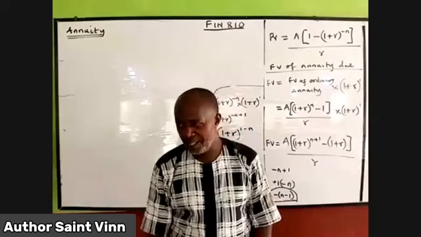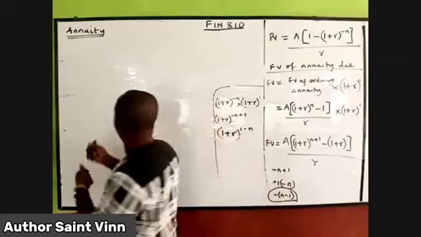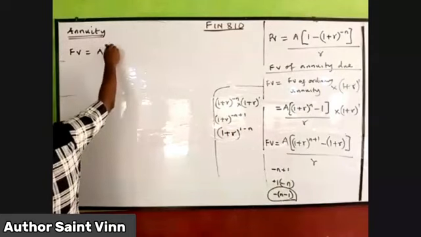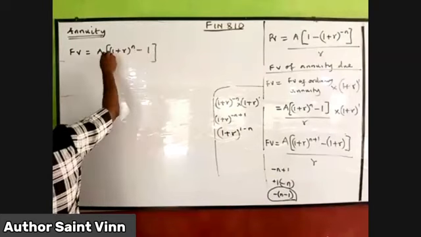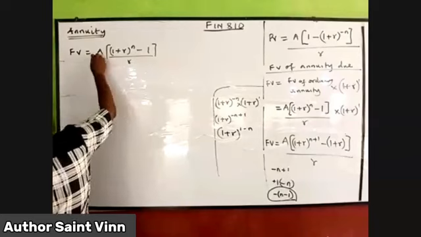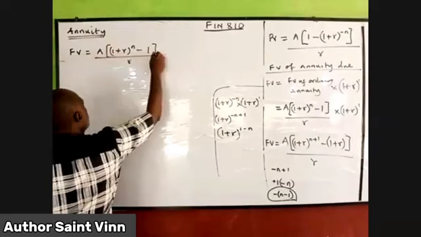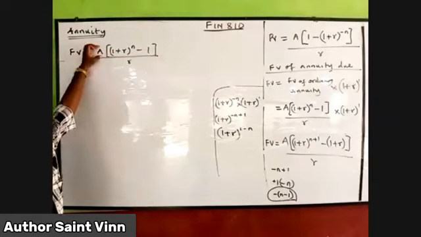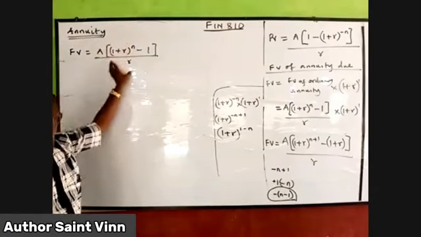This is the formula to use in case you don't know: A into (1 plus R, all raised to power n, minus 1), all over R. According to the question, A is 1,000, R is 5%, N is 5 years.